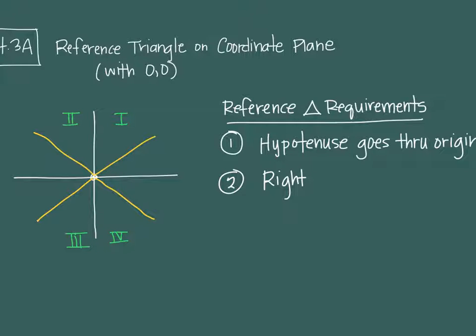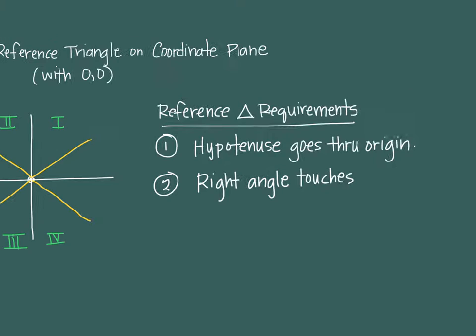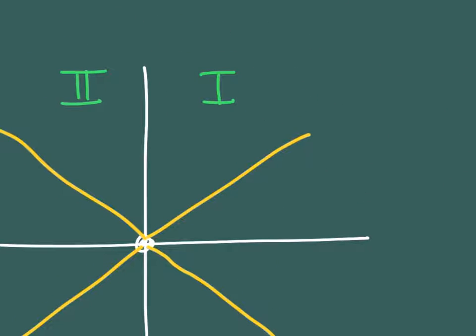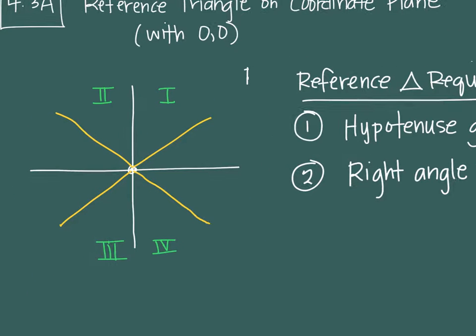And so the right angle has to be on the x-axis. So that must touch the x-axis. So what that would do is it would make sure that nobody drew a triangle like this. Okay, well, it's possible to draw a triangle like that. The problem is that the right angle is touching the y-axis, and that is against the requirements of a reference triangle. And so we don't want it there. We want our reference triangles to be touching the x-axis.